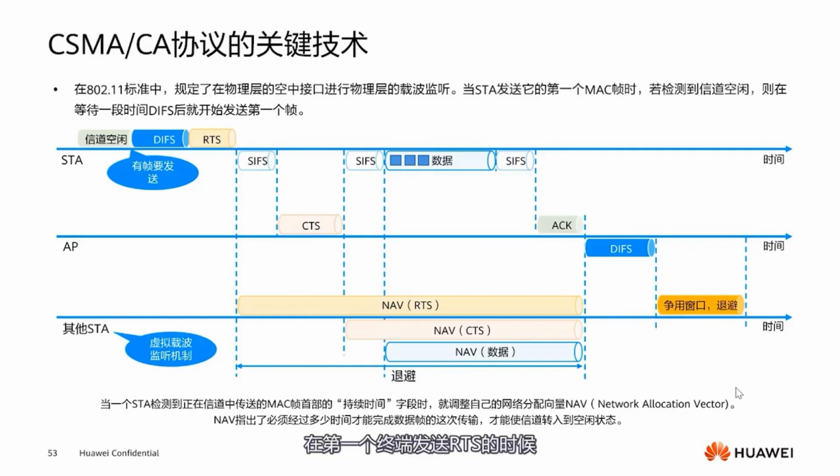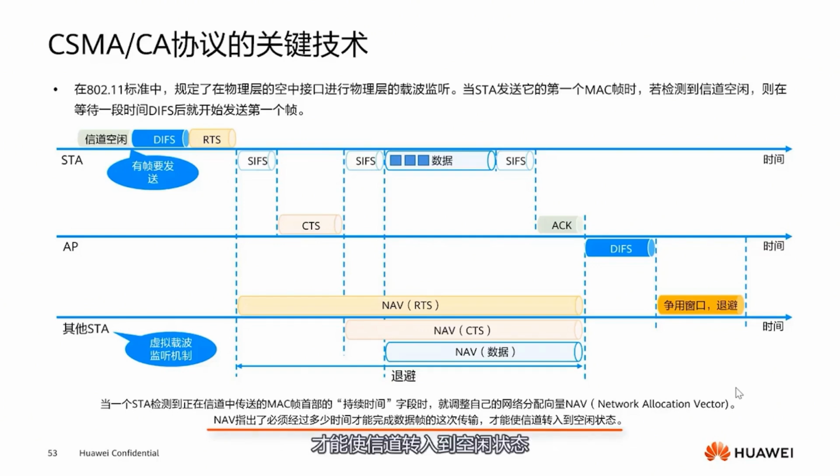What are they doing? When the first terminal sends an RTS, nearby STAs also receive this RTS and begin to back off, entering a sleep mode. When a STA detects the duration field in the header of a MAC frame being transmitted on the channel, it adjusts its network allocation vector, NAV, which indicates how much time must pass to complete the transmission of the data frame and return the channel to a free state.